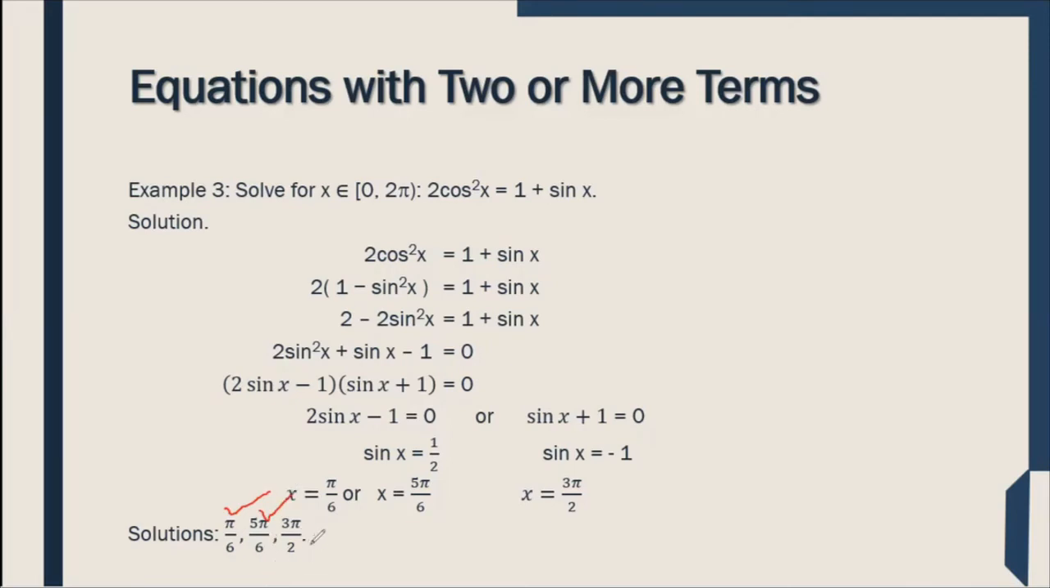Then ang 3 pi over 2 naman, ang 3 pi over 2 ay the same sa 270 degrees. So pag chinek natin yon, sin 270 degrees and that is negative 1. Okay, so check yung tatlo. So ito yung mga pwede nating gamitin na value of x in between 0 up to 2 pi. Okay? And that's it.